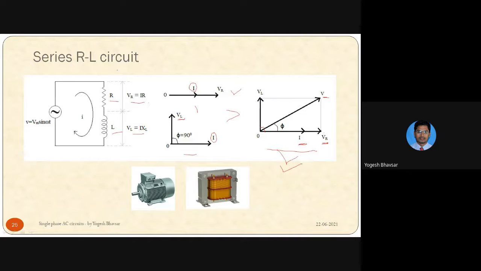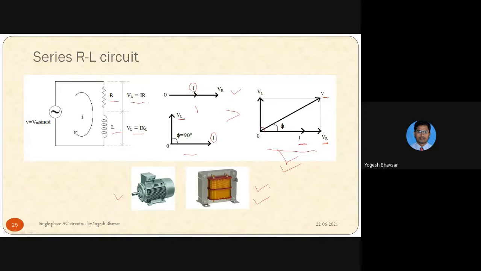Now for the series RL circuit, here are the features you can see: the simple electric motor and the transformer. These are examples of series RL circuit. In a motor, there is a winding. The winding has large inductance, and the conductor always has a resistance. So this becomes an RL series circuit. Transformer, this is another example. The transformer has a number of turns. That number of turns has large inductance and also has resistance. So this is also an example of an RL series circuit.